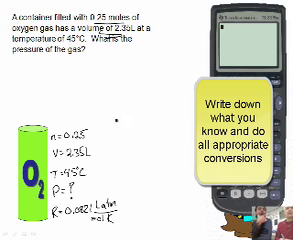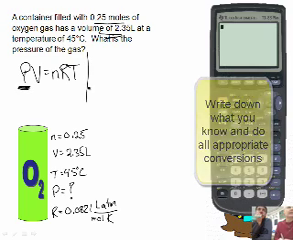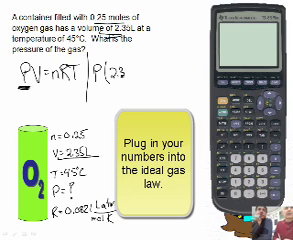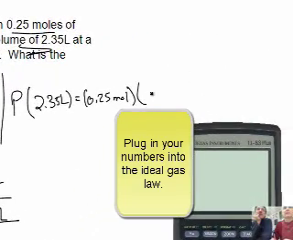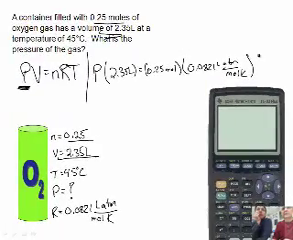Now, we're just going to use the ideal gas law, plug and chug, which is PV equals nRT. We're solving for P. You can rearrange it first if you'd like, but I think it's easier to plug it straight in. So P times V, 2.35 liters, is equal to n, 0.25 moles, times R, 0.0821 liter atmospheres per mole Kelvin, times my temperature.